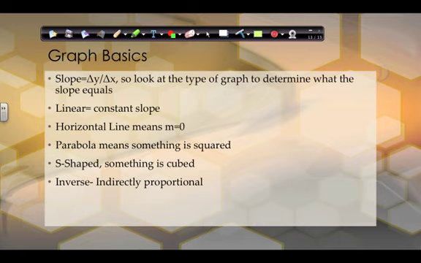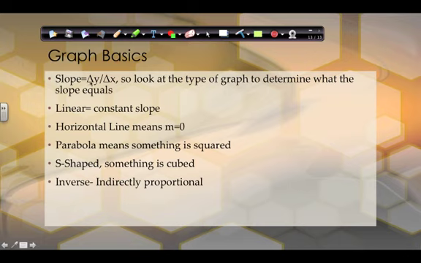Alright, so for this video I want to go over the basics of graphing and also motion graphs. There could be several questions that ask you to interpret a graph or ask you to pick a graph based on a relationship. So it's a good idea to go over some of the basics of graphs. One of the most important features of a graph is the slope.